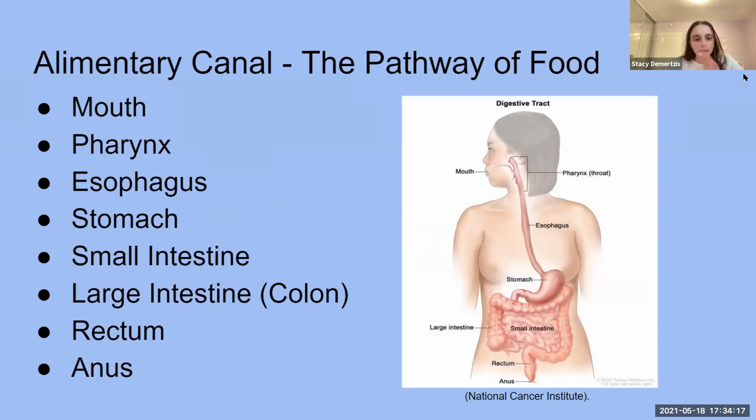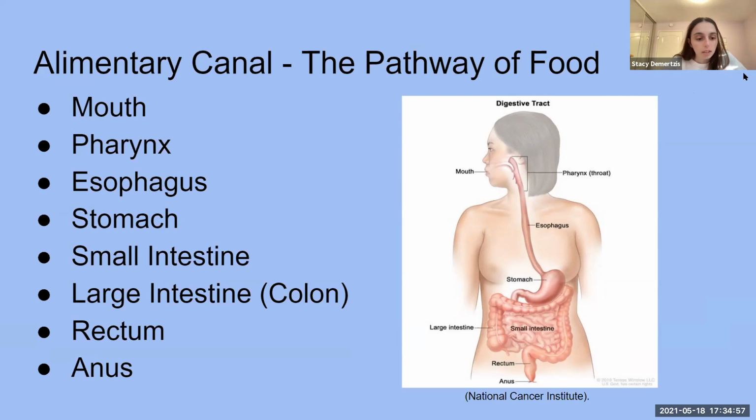Okay, so let's talk about the alimentary canal or the pathway of food. As we talked about earlier, food enters our mouth. It is then going to go down our esophagus. Before that, it's going to hit the pharynx, otherwise known as our throat. And there's different parts of the pharynx that we'll look at in a minute. But once it hits our pharynx, travels down our esophagus, it's going to go into our stomach. It's going to then go into our small intestine, then our large intestine, which is also called our colon. Those two words are synonyms. Then our rectum, and then our anus. So that is the order in which food has traveled.